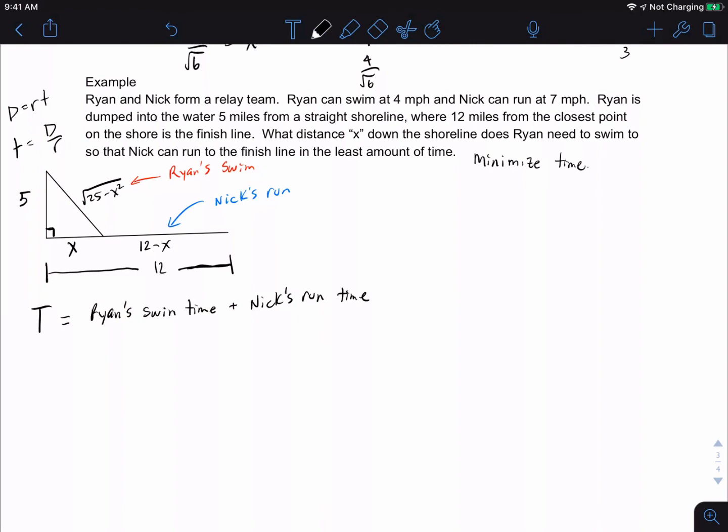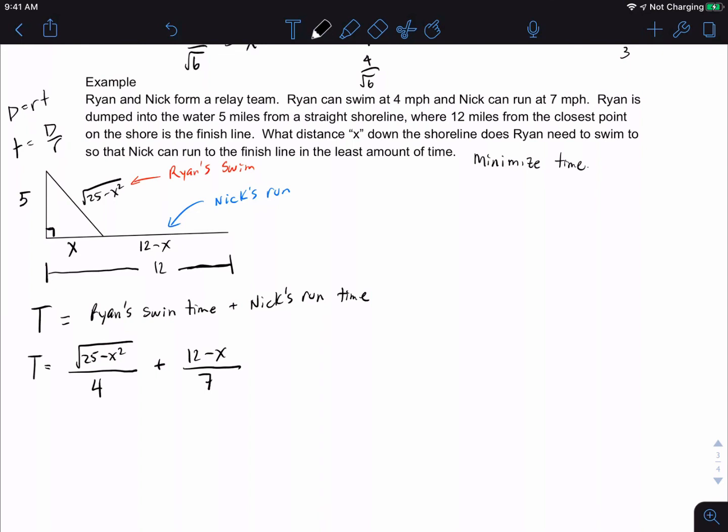So if that's what we want, then we need to write our things in terms of time. So I'm going to say, all right, time for Ryan's swim is going to be his distance divided by his rate, plus Nick's distance, which is 12 minus x, over his rate. And this is the problem that we're going to use to minimize time. Do you guys see how this could be a tricky problem for people?